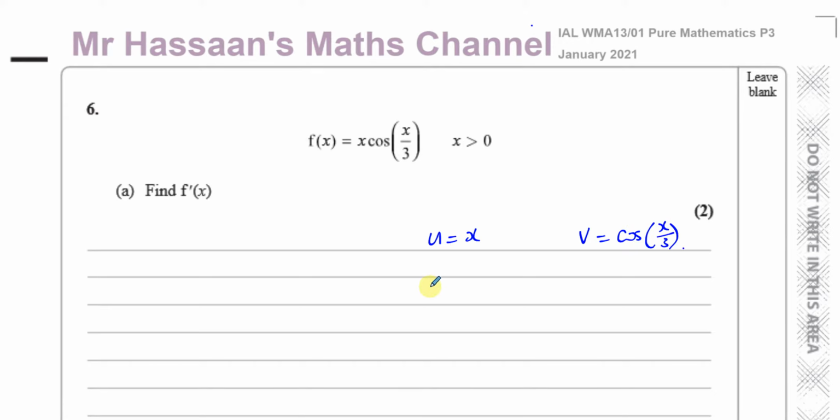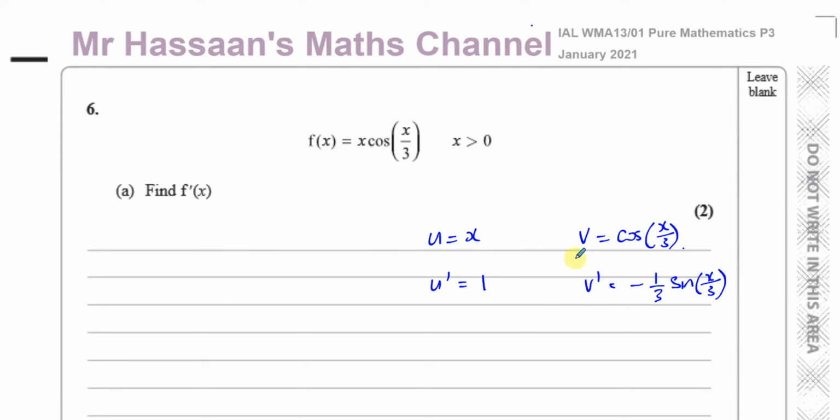So u dash is going to be 1, and v dash: if I differentiate cosine of something I get negative sine of the same thing, but then I have to multiply by the differential of what's inside the function by the chain rule. So this is like 1/3 x. The differential of 1/3 x is 1/3, so I have to multiply by 1/3. So I end up with minus 1/3 sine x over 3.